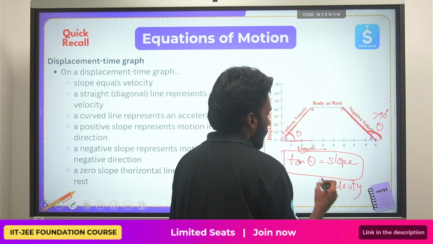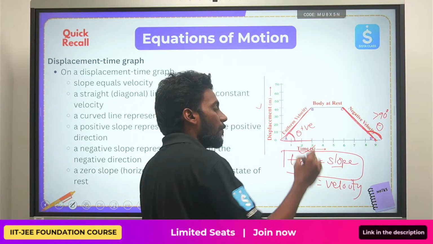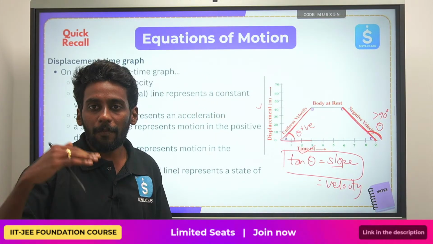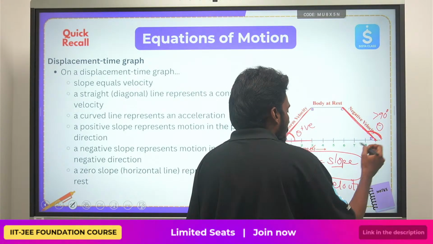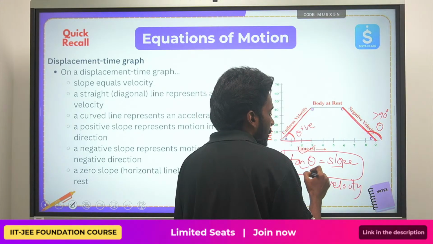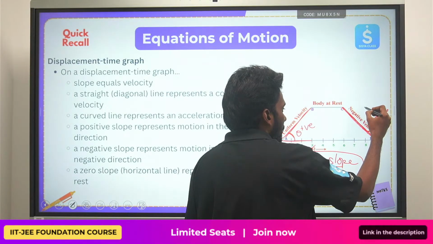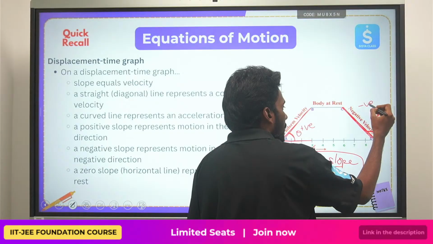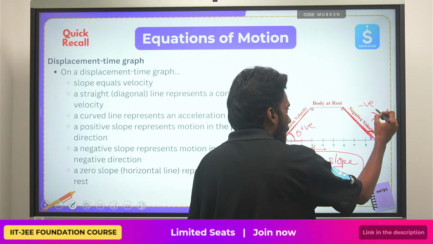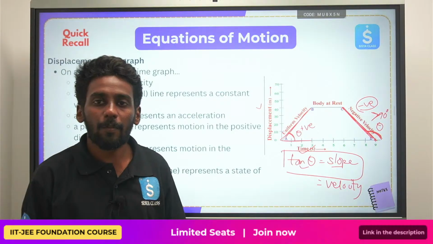If you are getting a positive slope, it means a uniform gradual increase of position, that is, positive velocity. If you are getting a negative slope, the tan theta becomes negative because the theta is greater than 90. So in this case the slope would be negative, and then the velocity also would be negative. When the slope is negative, the velocity is also negative.